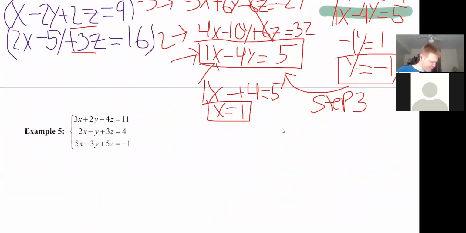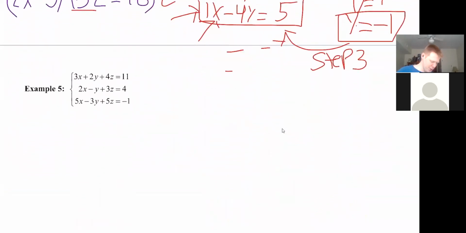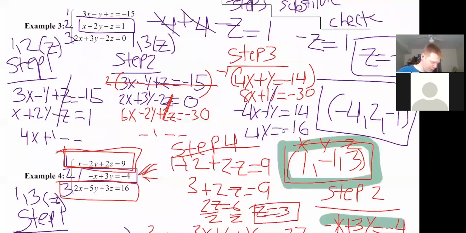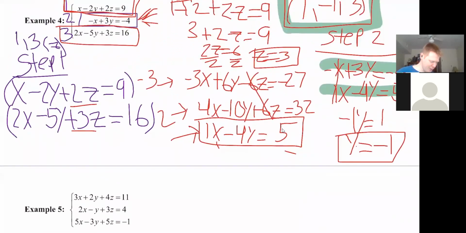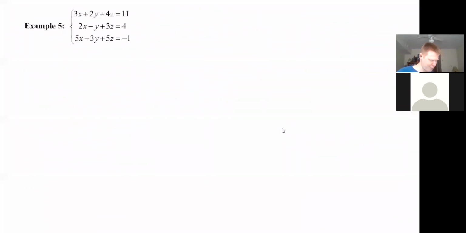Let's look at example 5. Okay, so this one's not going to really have any weird things. This one we're actually going to do all of these steps, basically. We were kind of able to skip a step in example 4, if that makes sense.